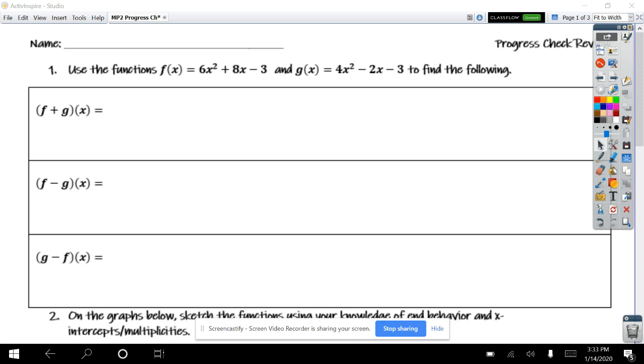Hi everyone, I'm here to help you prepare for your second quarter progress check. And the first question here gives us functions f of x and g of x. They're both quadratic functions, and it's asking us to do some different operations with them.